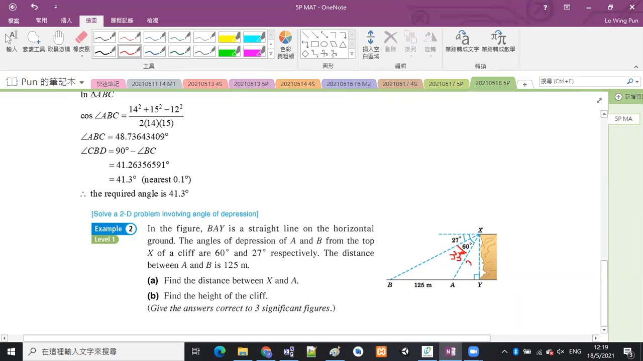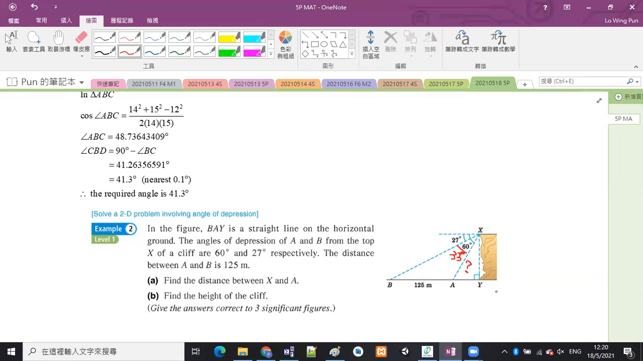And then I want to find XA. I want to find XA. We have two pieces of information now. We have 125 meters, and we have 33 degrees in this triangle. Okay. We need one more piece of information. Do we have more information? In fact, yes. Because this direction is a horizontal direction, and then the ground is also horizontal. So these two straight lines are parallel lines.